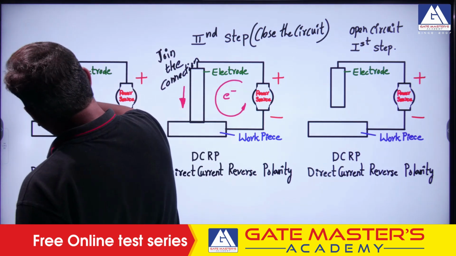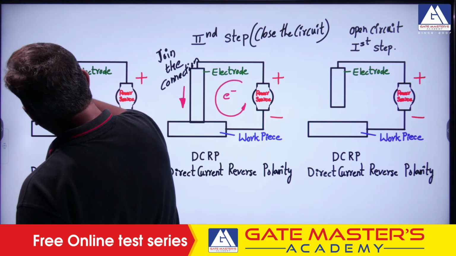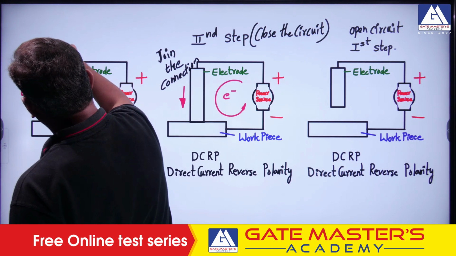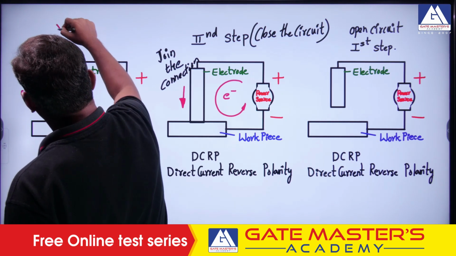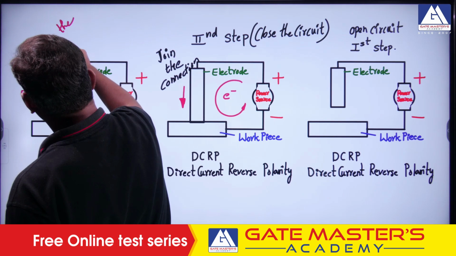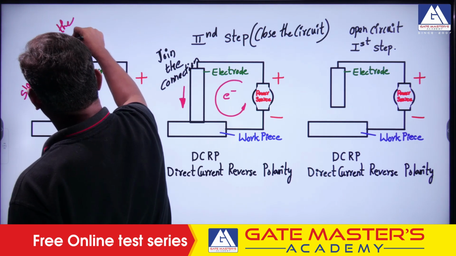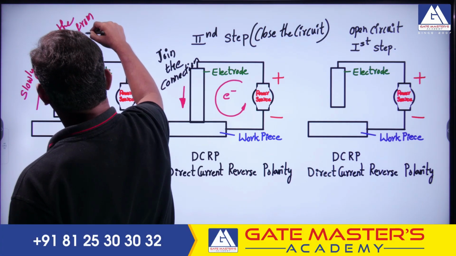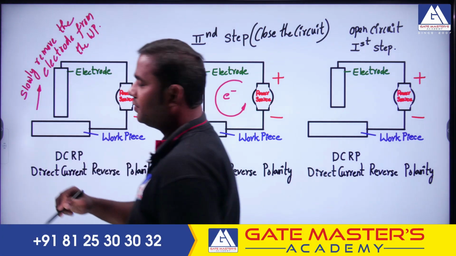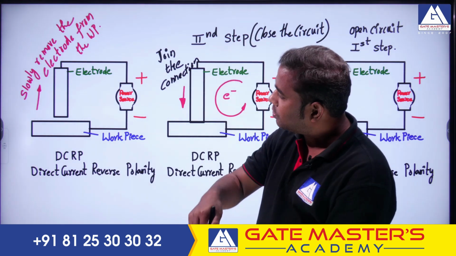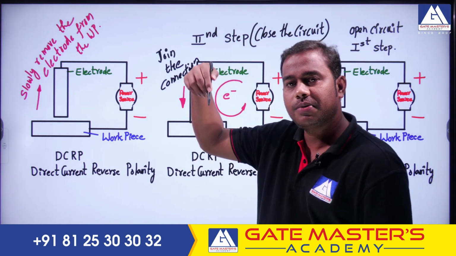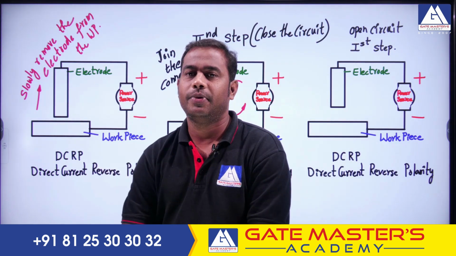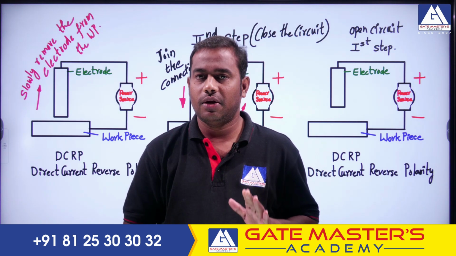Then slowly, I am going to write it here, please. Slowly remove the electrode from the workpiece. This is very important. You have to slowly remove this electrode from the workpiece, so that the welding can happen. This is the primary requirement.